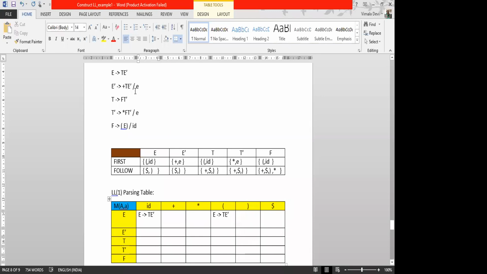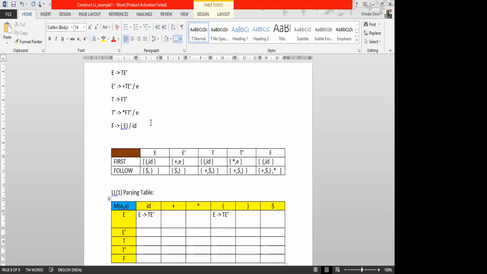I must know where to fill this rule, okay? E dash, first you consider what is first of E dash. First of E dash is plus as well as epsilon. Now I should consider only plus. If epsilon is there in the first set, I should move on to the follow set, okay? If the first set does not contain epsilon, there is no need for me to consider the follow set.